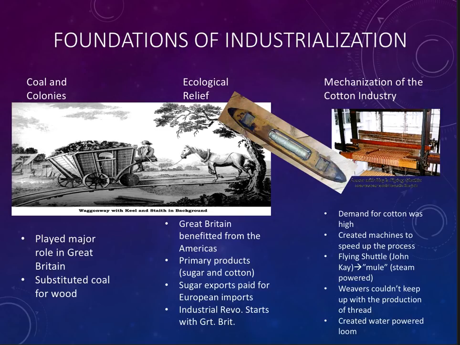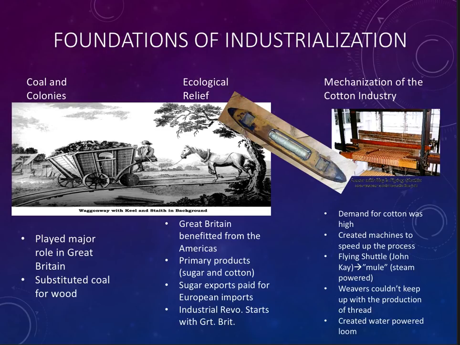So we're going to see the mechanization of the cotton industry. This is going to be one of the first types of machinery that people are going to use. Demand for cotton was high, so that's going to be one of the reasons why they begin to use machines that help to create textiles. So it created machines to speed up the process.